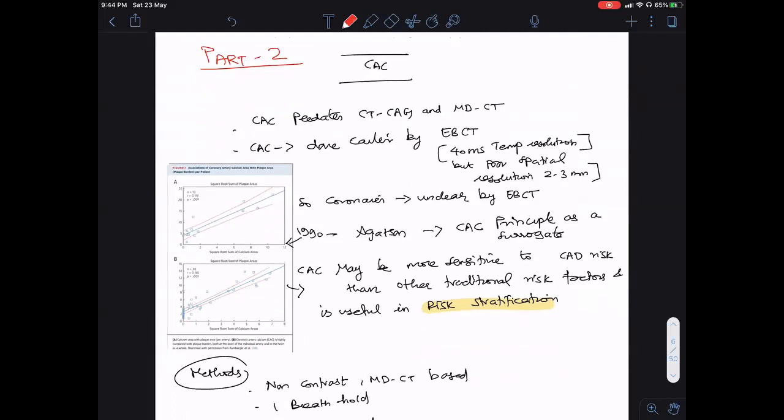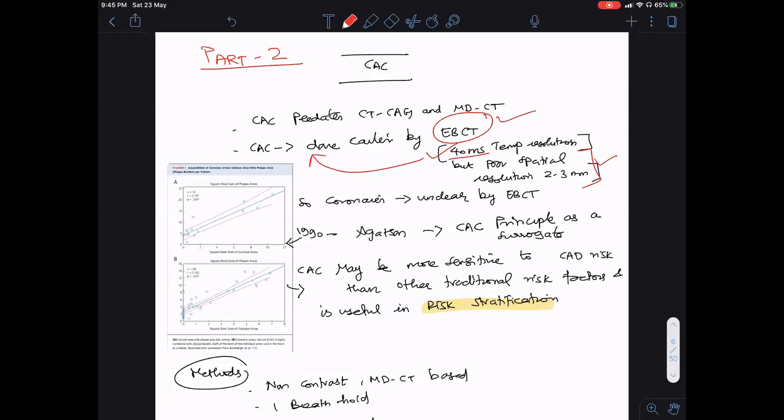First is the coronary artery calcium score. The coronary artery calcium score actually predates both the CT-CAG and the MDCT. It's been in vogue since the late 80s. What was done earlier was an EBCT, and this would directly give an idea about the calcium load of the patient. But the electron beam CT is a different thing in that there is no helical rotation of the CT machine. The temporal resolution was very high because there is no rotation, but it gives a very poor spatial resolution of just 2 to 3 mm, which was not good enough to image the coronaries. So coronaries were totally unclear by EBCT.